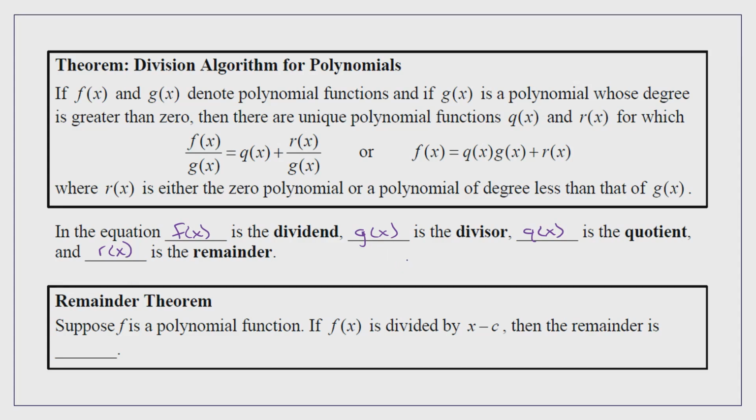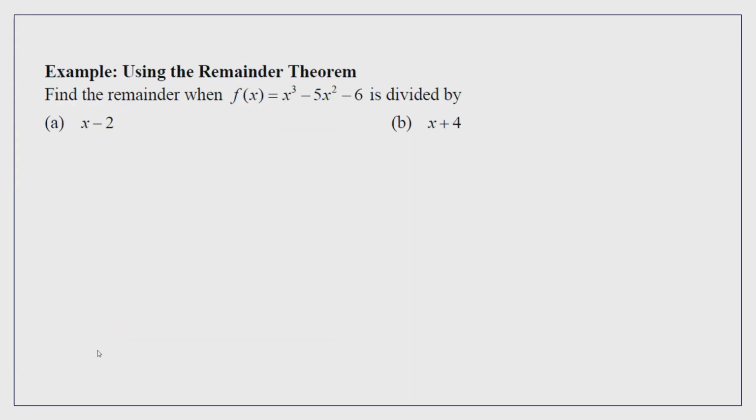To help you visualize it, we can write it as a long division problem. And we have q of x, and this would be plus our remainder r of x. All right. The remainder theorem states that suppose f is a polynomial function. If f of x is divided by x minus c, then the remainder is f of c. Okay. So let's apply this remainder theorem to the next couple of problems.